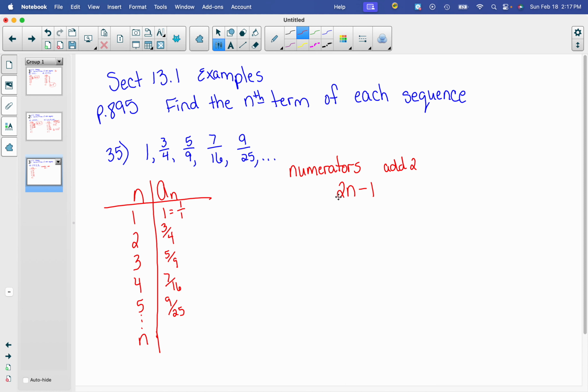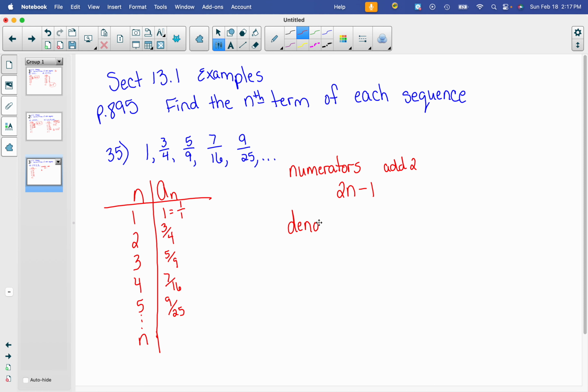And then double check. So 2 times 1 is 2 minus 1 is 1. So I'm getting the first numerator. 2 times 2 is 4 minus 1 is 3. So I get the next one. 2 times 3 is 6 minus 1 is 5. So I get the next one. So this works for the numerators.